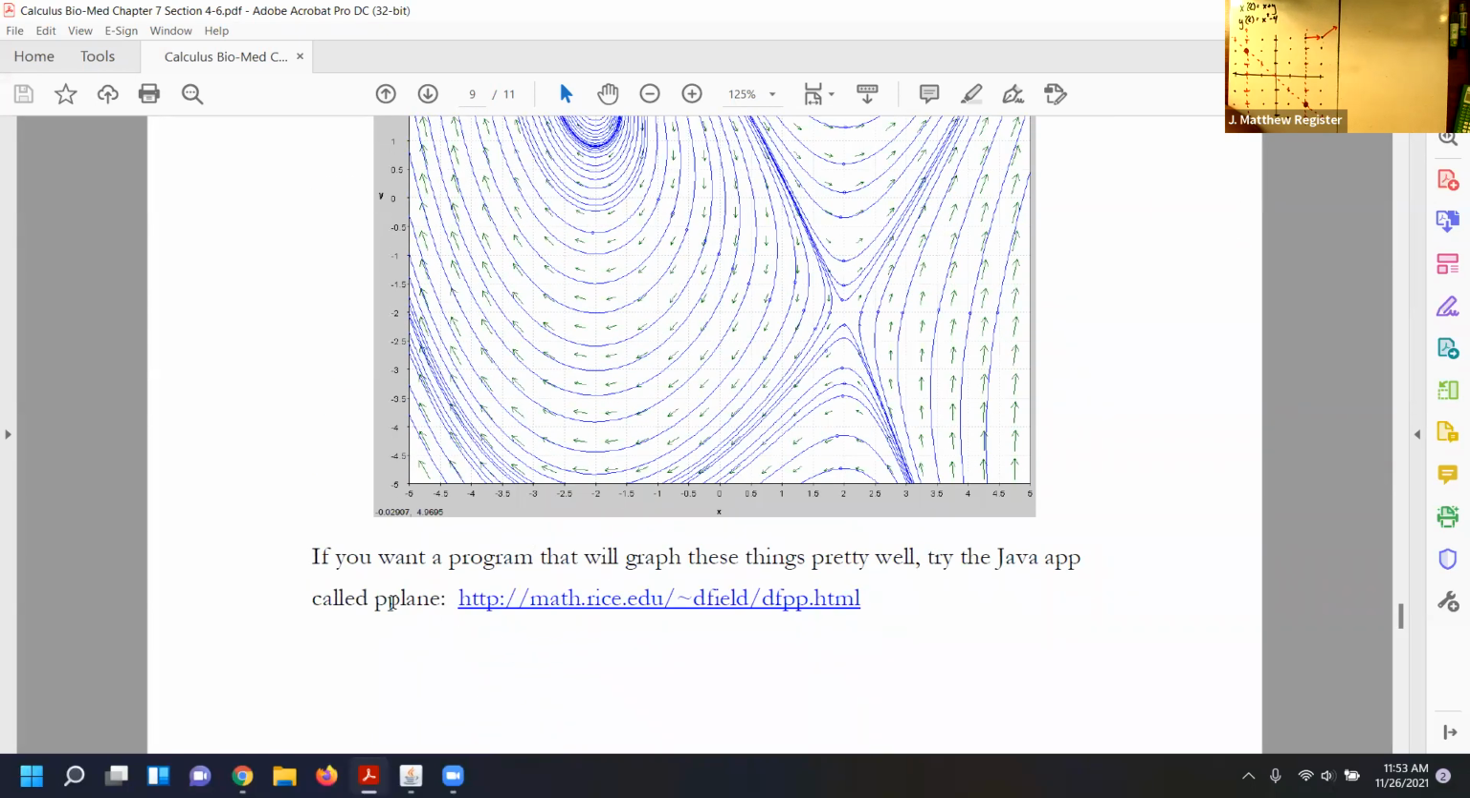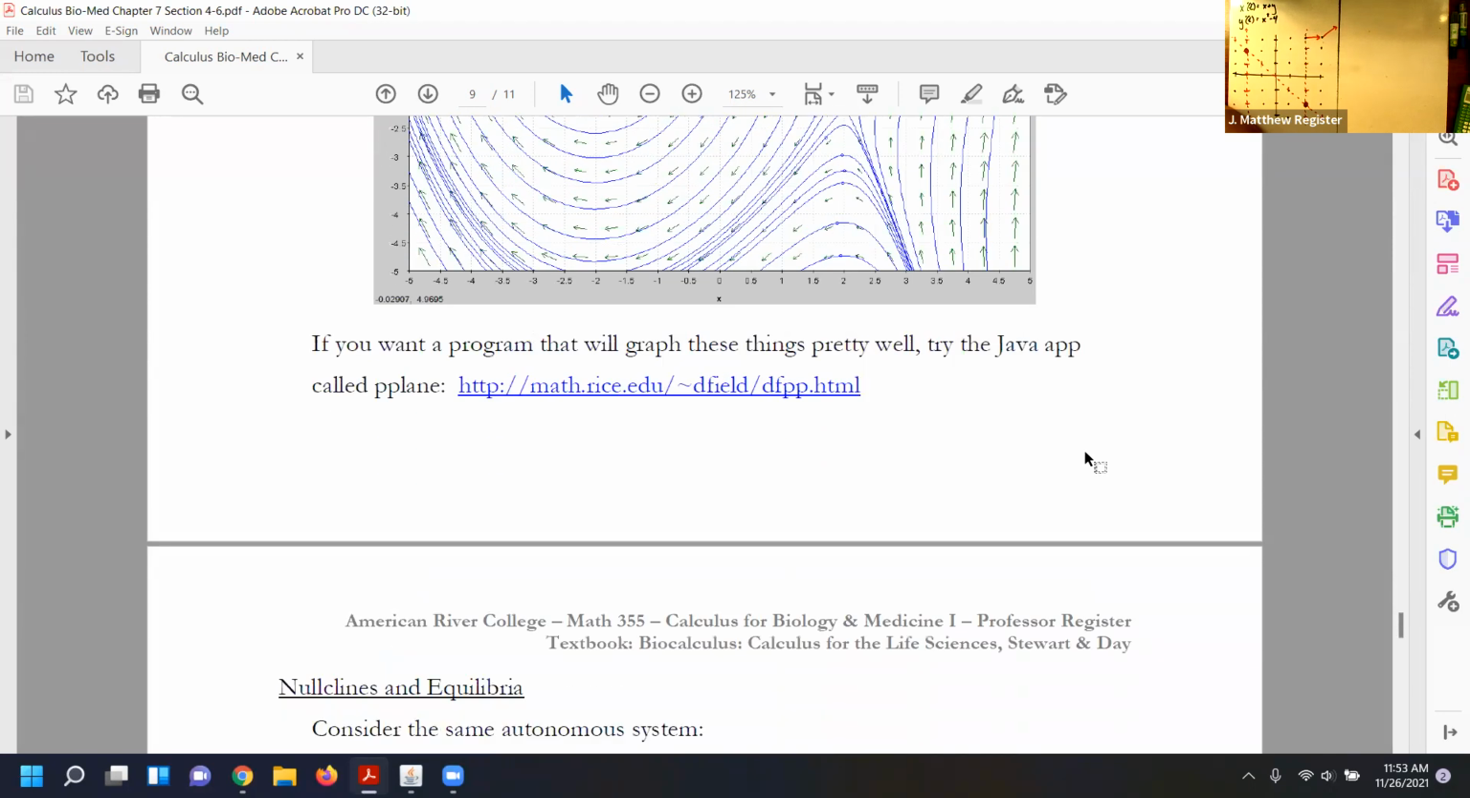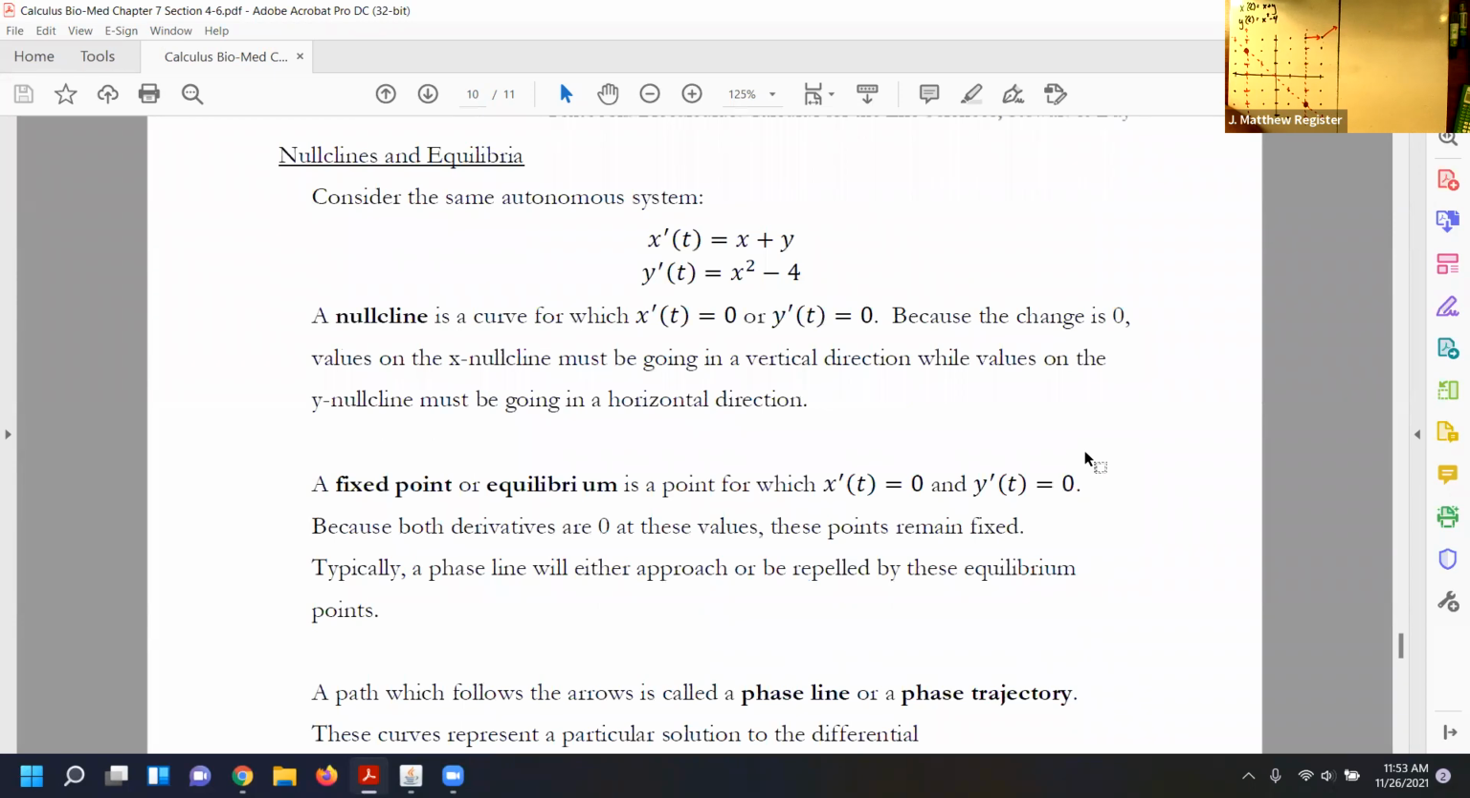And I also have a link to p-plane, though I noticed that p-plane might be under new ownership. It's a free app, but it looks like they're trying to move towards using MATLAB. So I might need to find new programs to use for these. But I'm interested in looking at the null-cline approach, because the null-cline approach is going to be an easier way of understanding how to graph these things quickly. And so let's stick with the exact same graph, but instead of doing it point by point, let's try and figure out how to do this using null-clines.